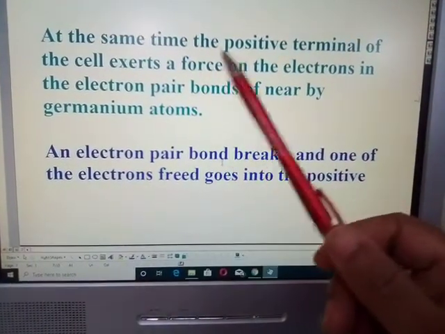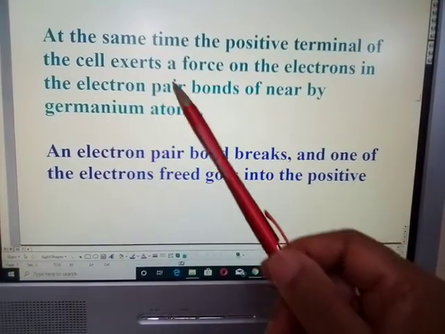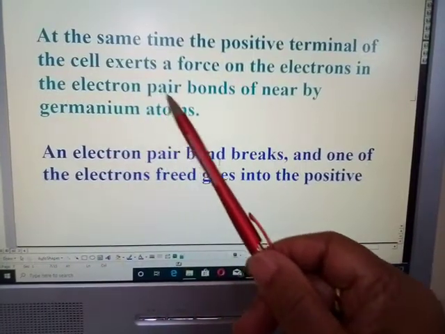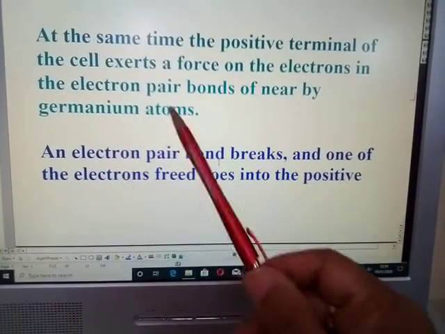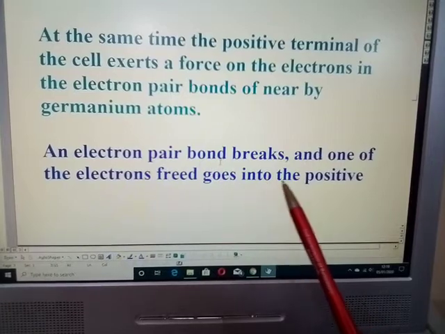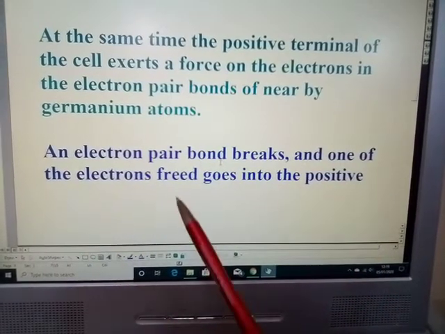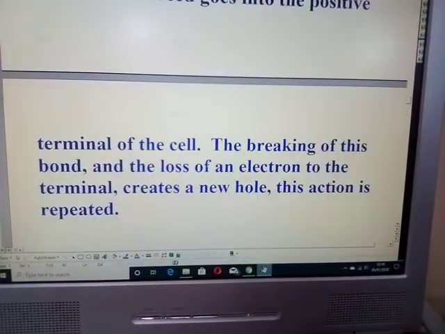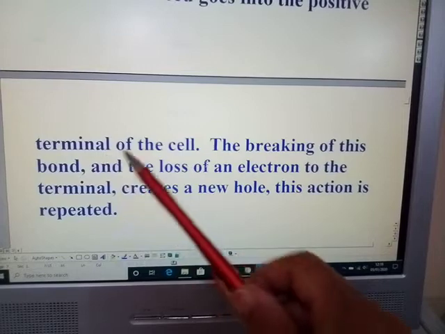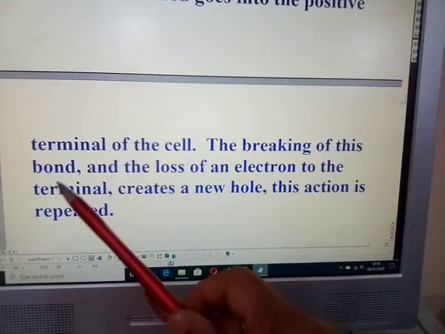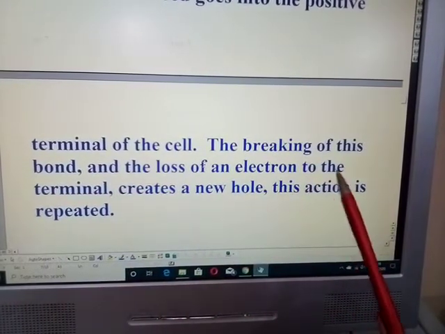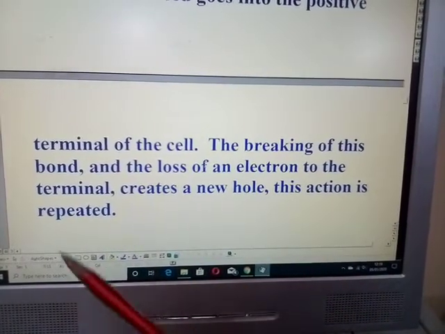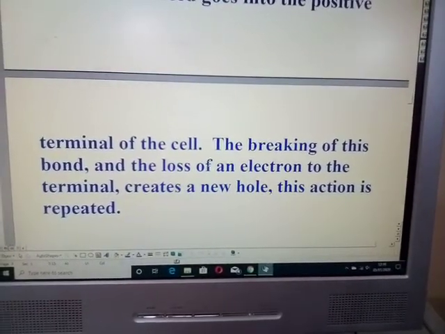Now, at the same time, the positive terminal of the cell exerts a force on the electrons in the electron pair bonds of nearby germanium atoms. An electron pair bond breaks and one of the electrons freed goes into the positive terminal of the cell. The breaking of this bond and the loss of an electron to the terminal creates a new hole. This action is repeated and repeated again and again.